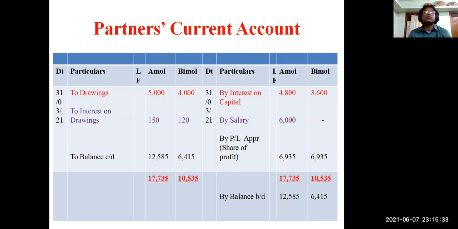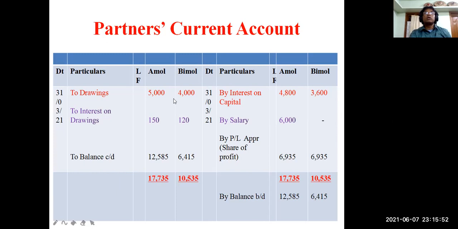So, dear students, please watch. This is the partners' current account. The format is same as the capital account, but you have to give the heading current account. See date, particulars, ledger folio, Omol, Bimol, on both sides. You write your debit, write your credit, all these things. Now, give the entries one by one.